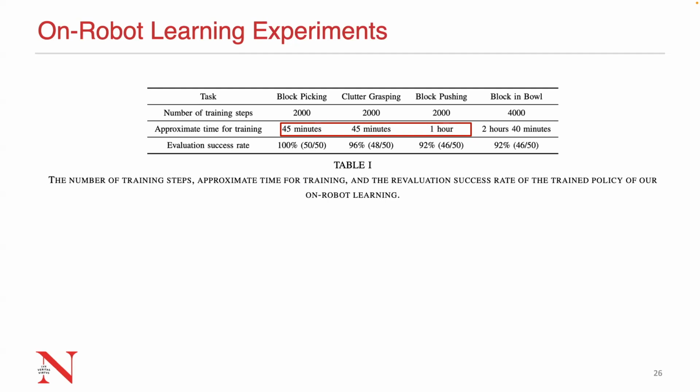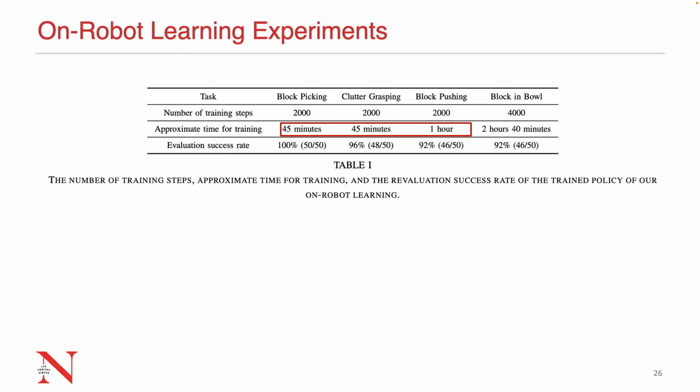And then for the block in bowl, it actually took us 2 hours and 40 minutes, because resetting the environment is very time consuming, right? We are doing reinforcement learning, so we need to reset the environment every episode. So if you imagine block in bowl, you actually need to reset 2 objects instead of 1. So it's actually taking more time there.